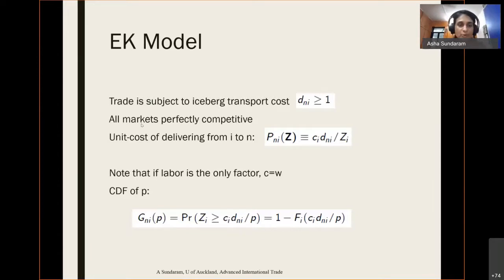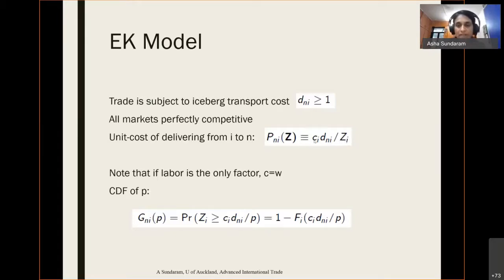Now, all markets are going to be perfectly competitive. And so what we get is that the unit cost of delivering a commodity from i to n is given by p_ni of z. P is just notation for price. So think of this as the price of obtaining something in India. Suppose that n is India and i is any other country. So let's say i is China and n is India. The price of getting a commodity delivered from China to India is going to be given by this expression, c_i times d_ni divided by z_i.